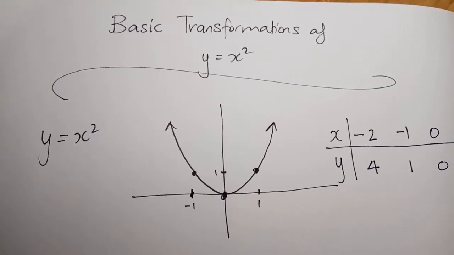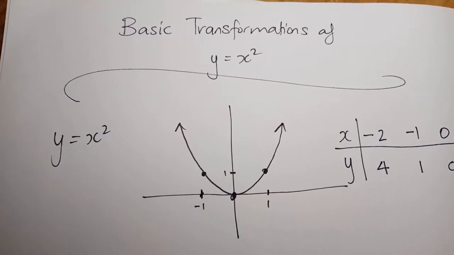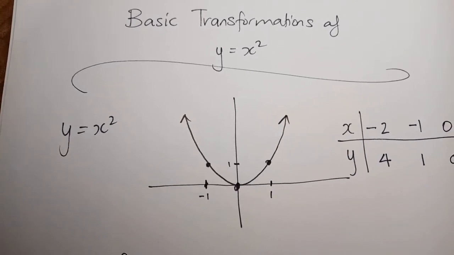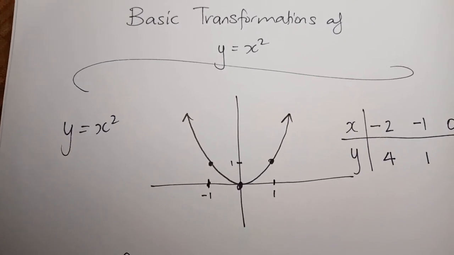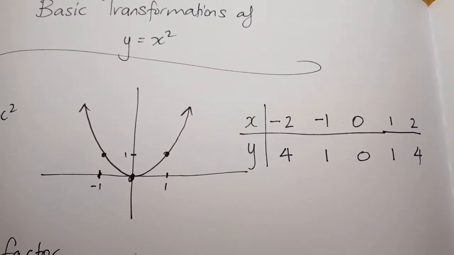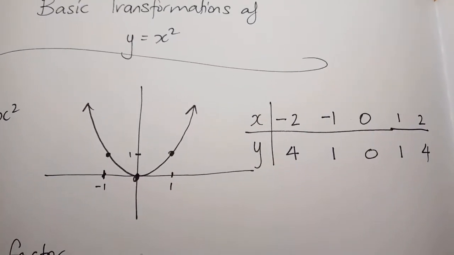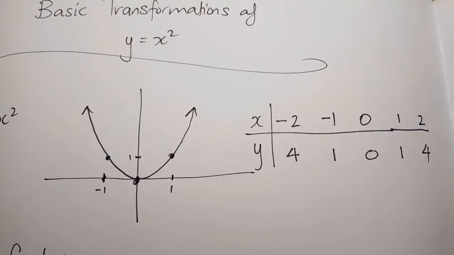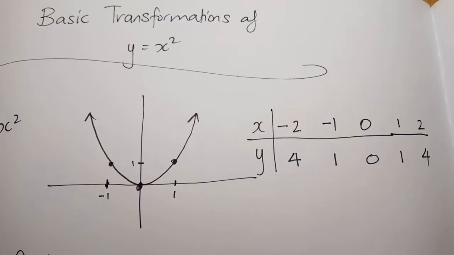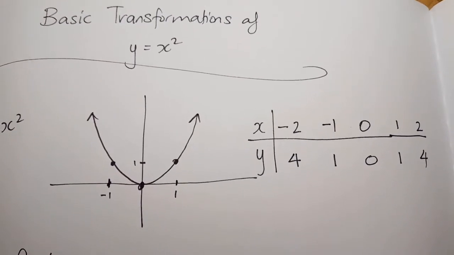In this video, we're going to have a look at the basic transformations of the function y equals x squared. Notice the symmetry in the function. Notice the turning point passes through the point (0, 0), and then on either side of the turning point, if we step out 1, we step up 1. So across 1, up 1 on both sides.